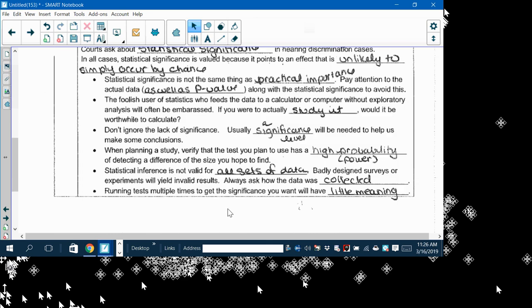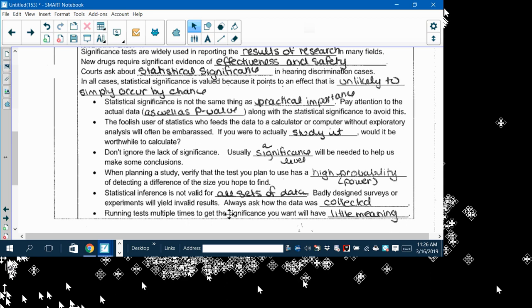Don't ignore lack of significance. There's a tendency to infer that there's no difference whenever a p-value fails to attain the usual 5% standard. In some areas of research, small differences that are detectable only with large sample sizes can be of great practical significance. So it really depends on what you're studying, okay? So when planning a study, verify that the test you plan to use has a high probability, or power, of detecting the difference of the size you hope to find, okay?